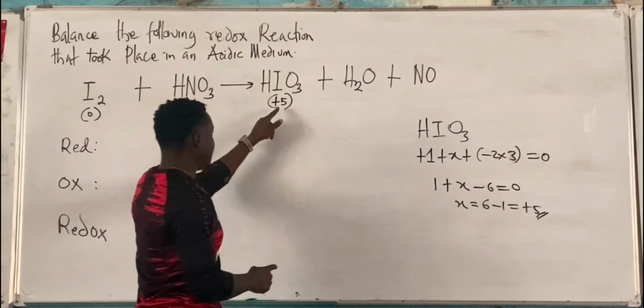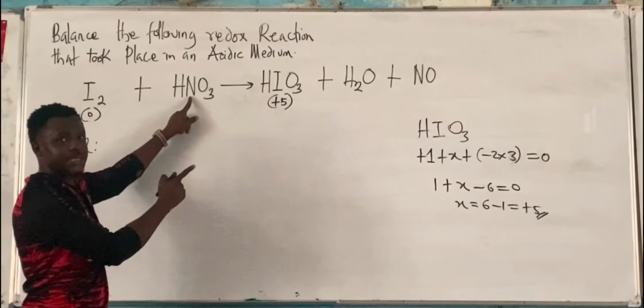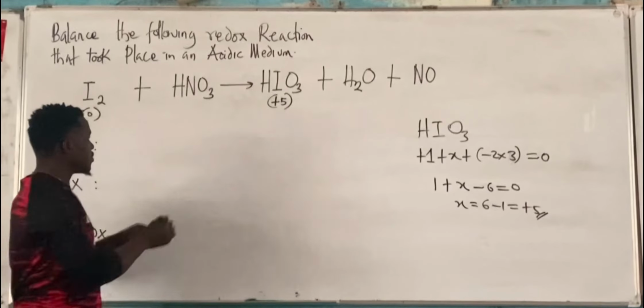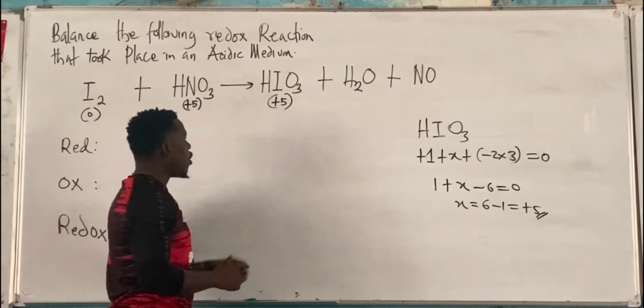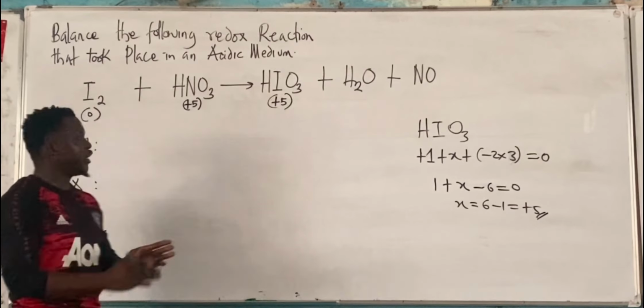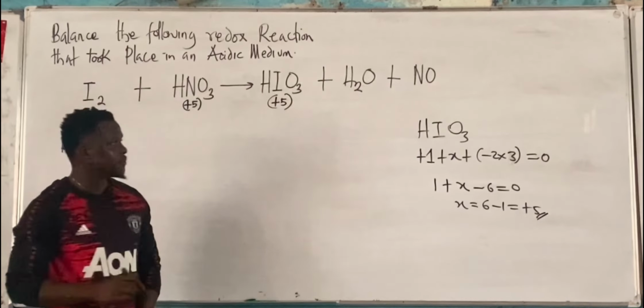So iodine is plus 5. Nitrogen is also plus 5. You use the same concept. Make it be x. So this guy is plus 5. Nitrogen here is plus 5. Oxygen, just ignore, because oxygen is going to be -2 everywhere here. None of these compounds are actually peroxide.